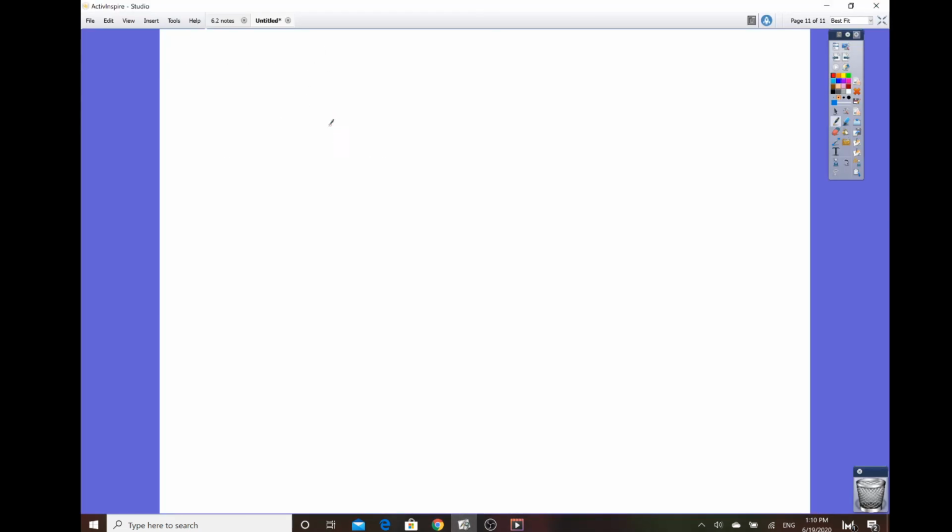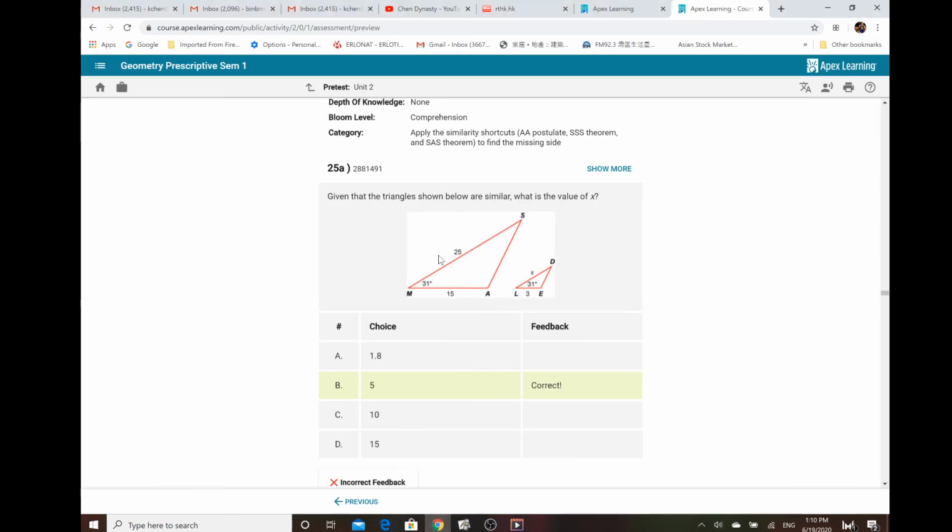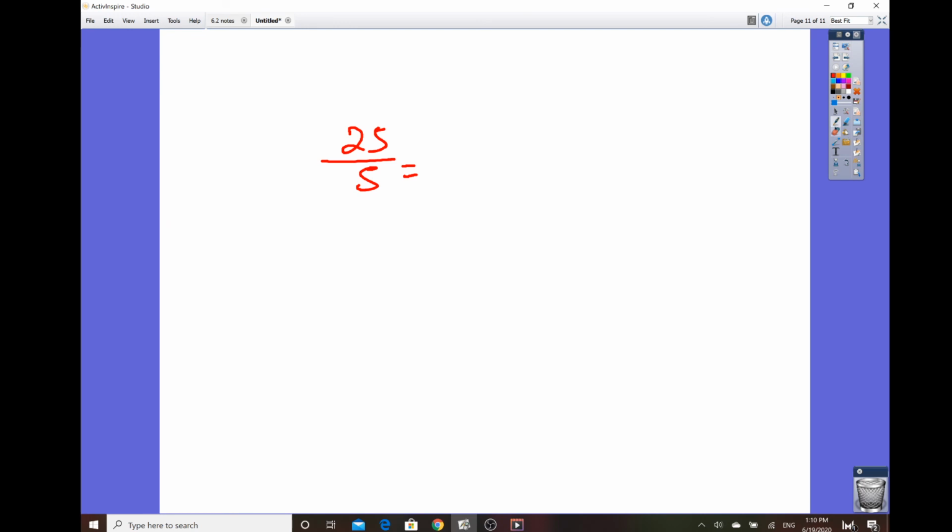So in order to show that, you can just set up the proportionality. So 25 over 5, which is... okay, going back to the diagram. So it's 25 over x equals 15 over 3. So 25 over x, so that equals 15 over 3.